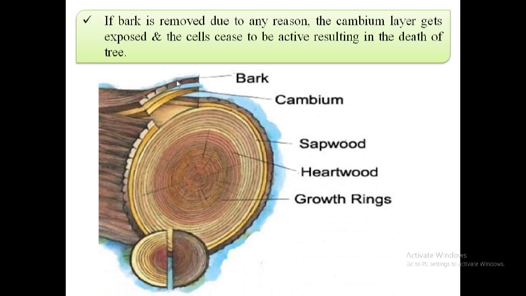If the bark is removed due to any reason, the cambium layer gets exposed and the cells cease to be active, resulting in the death of the tree.